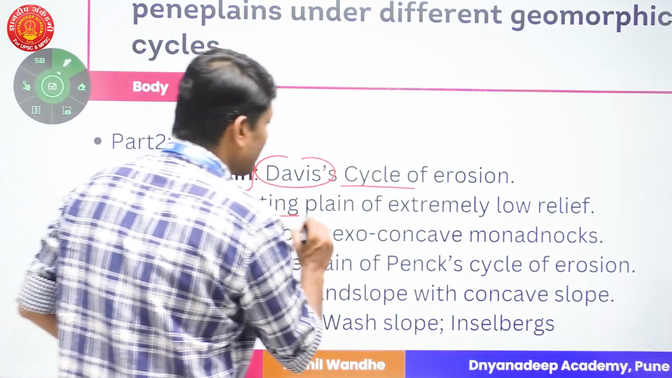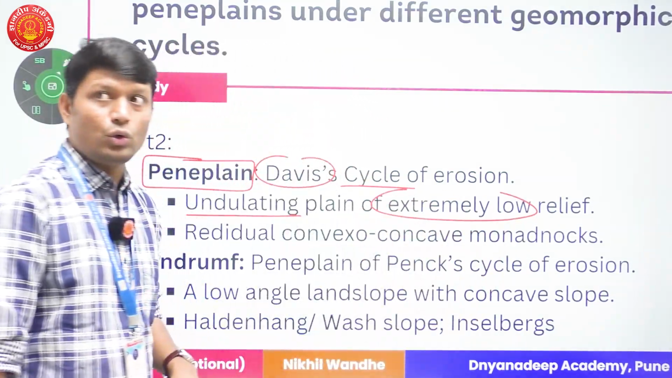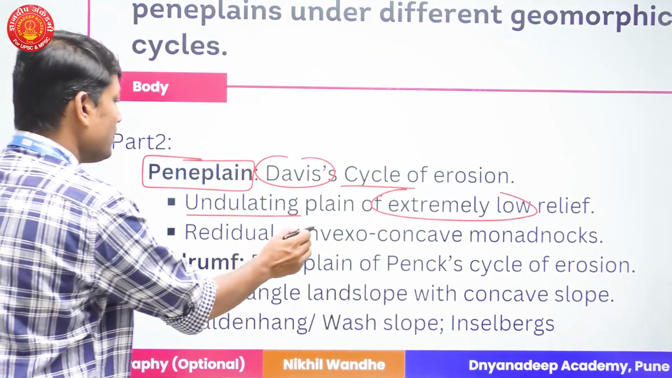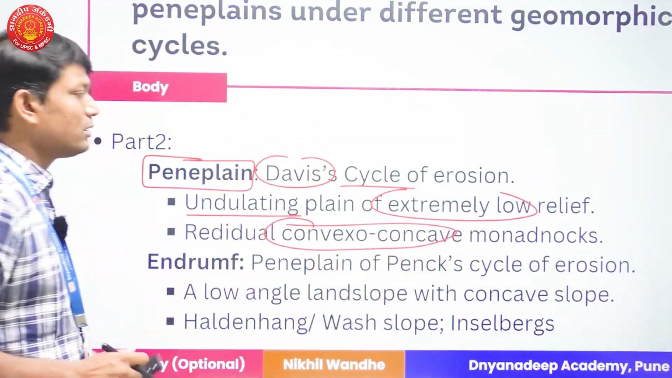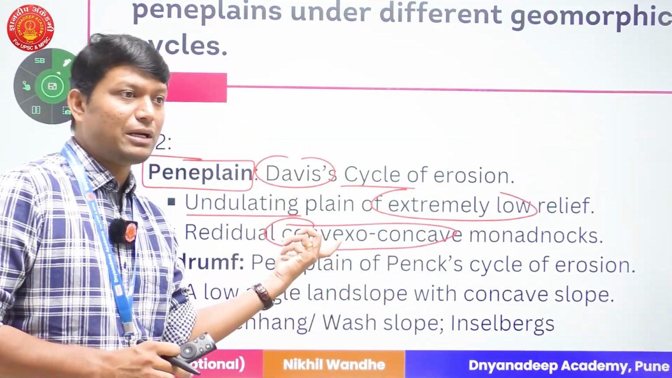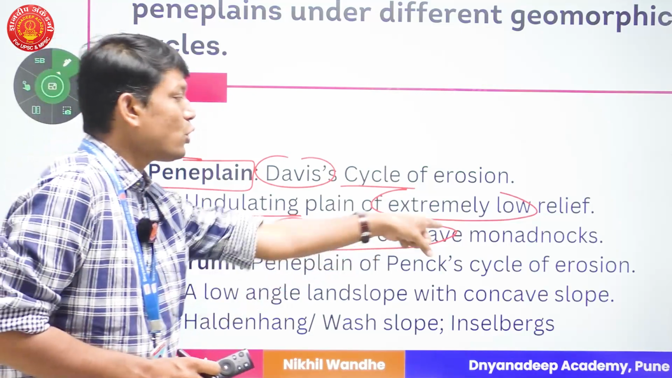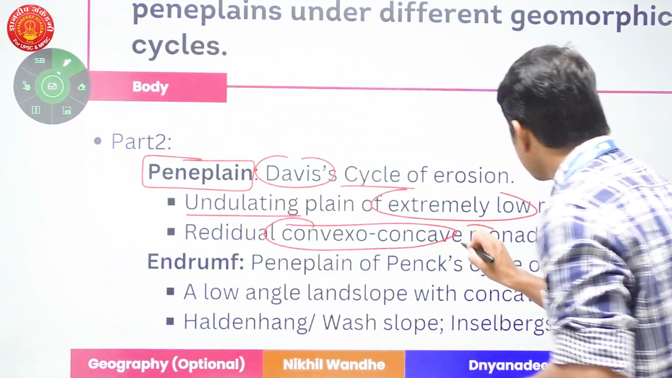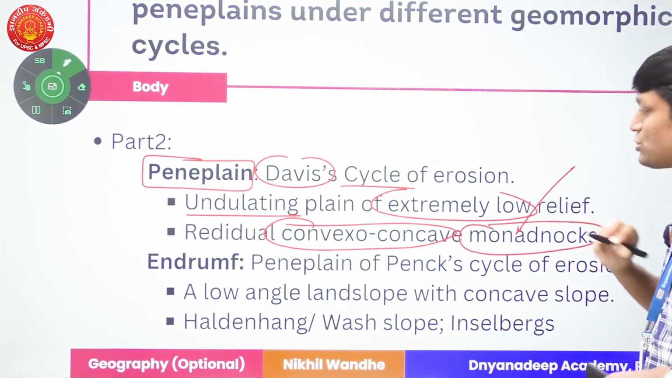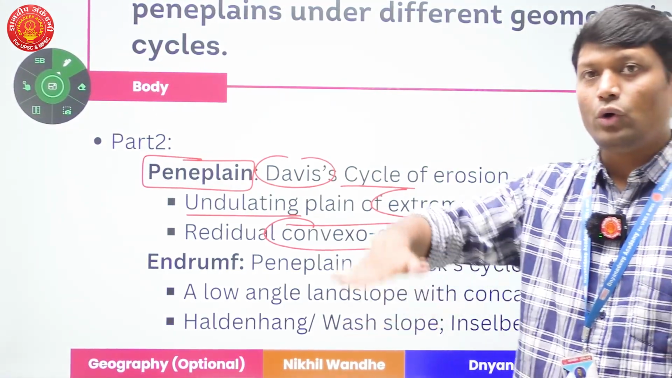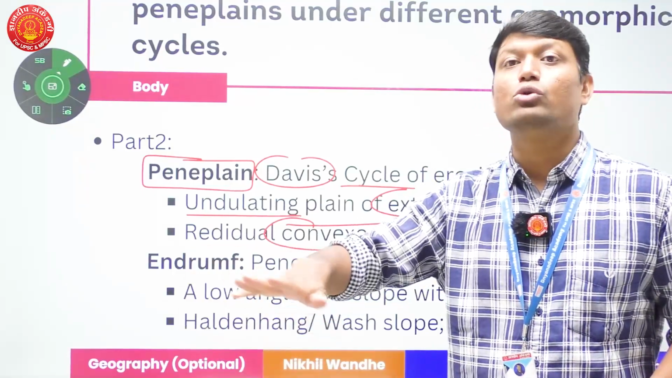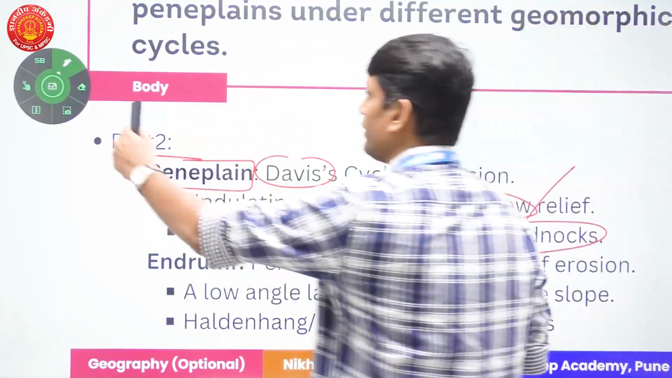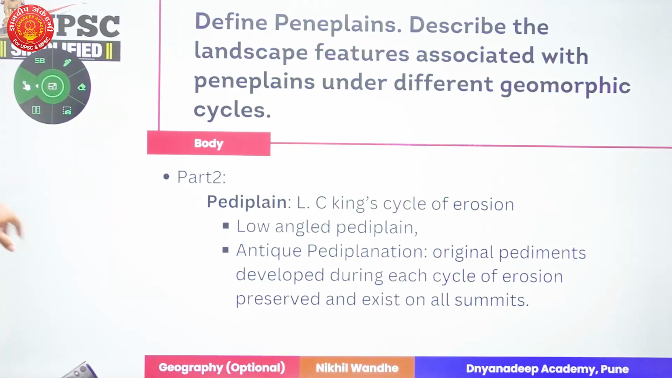It is an undulating plane which is extremely low in relief. At the same time, if you look at the nature of the landscape in this penultimate cycle, it is a convexo-concave surface, right? And with the convexo-concave surface, we also have formation of some low lying hillocks called monadnocks. Fine.